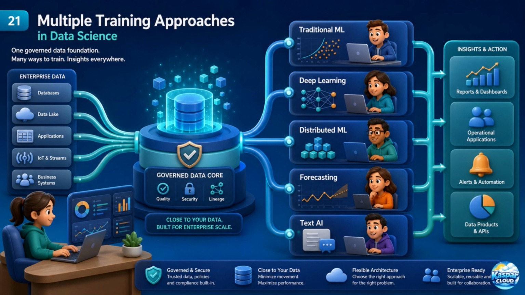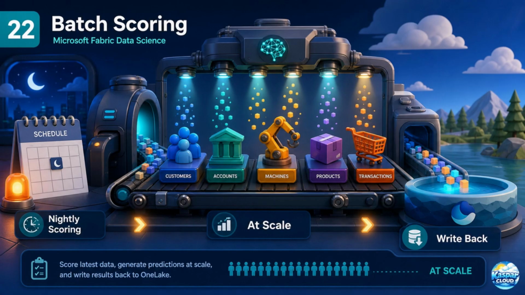The key architectural idea is that Fabric brings these approaches closer to governed enterprise data and downstream reporting systems, helping organizations reduce fragmentation between experimentation, production, and business consumption. Batch scoring is one of the most common ways to operationalize machine learning.